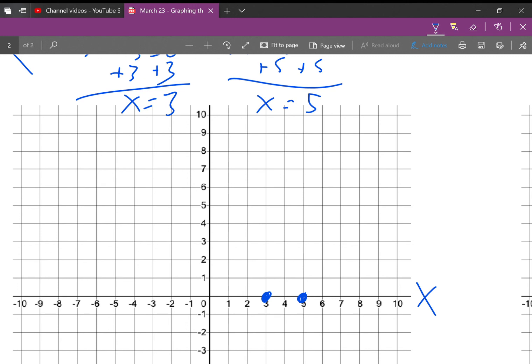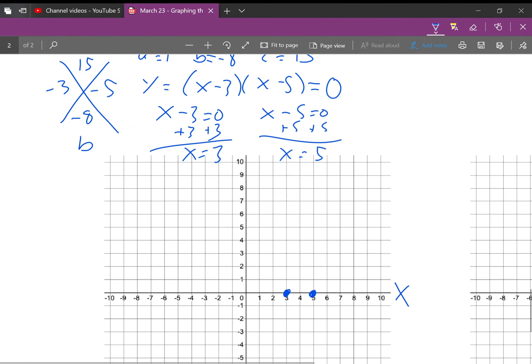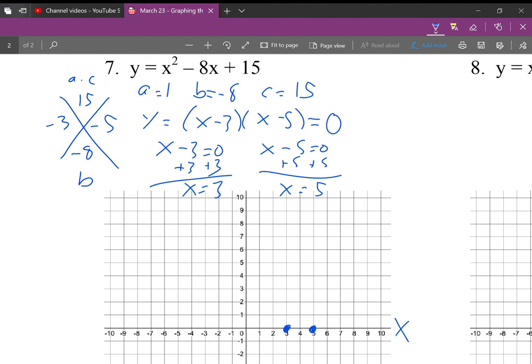So there you go. That is how we do that. I hope that was okay. Hopefully you're getting used to this idea. The factoring, again, is not really new. Plotting points is not new on its own. Putting it together is what's new, and I hope you're hanging in there. Alrighty, thank you.